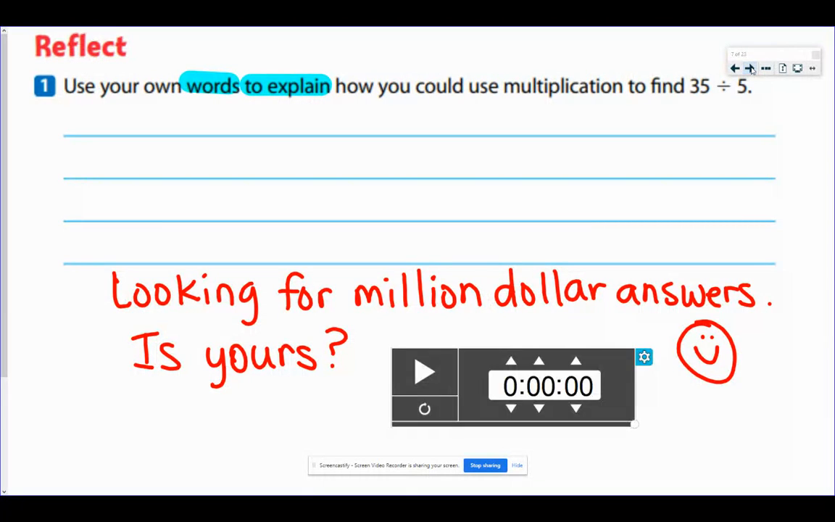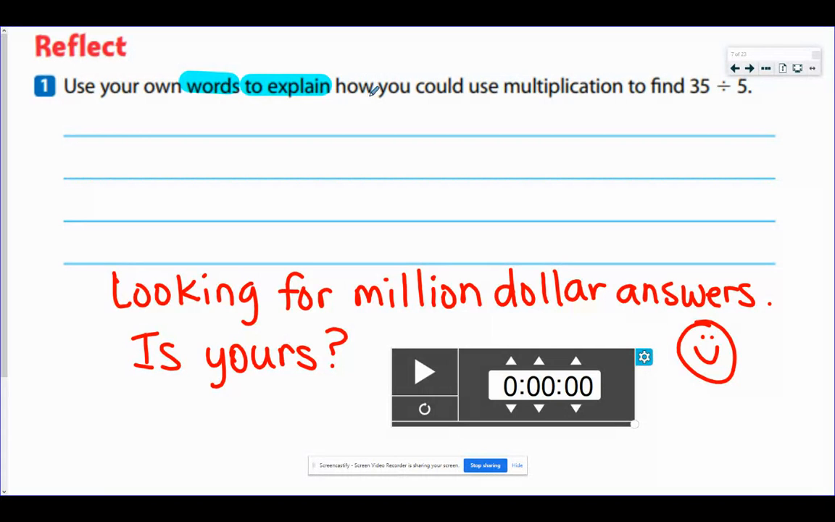In your own words, explain how you could use multiplication to find 35 divided by 5. Just pause the video and think about that, and then come check back with me for your answer. I told the class that I was looking for $1,000,000 answers, and they needed to ask themselves, is yours a $1,000,000 answer? Actually using words.